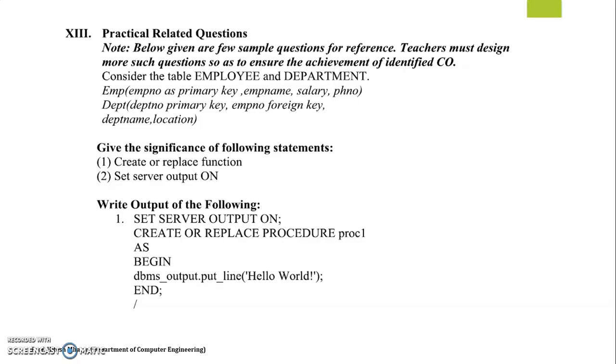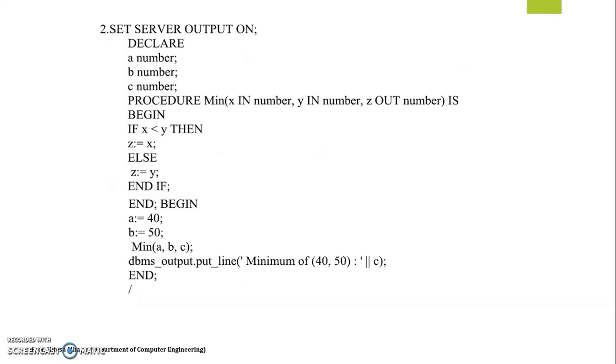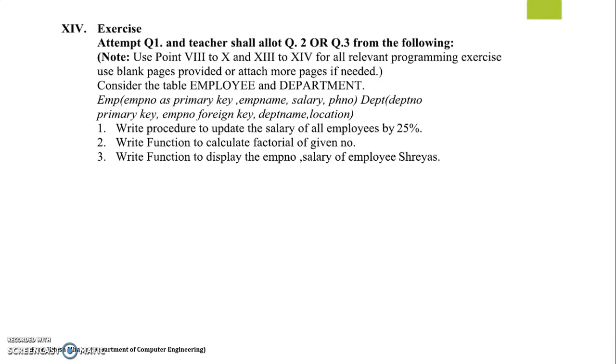These are some practical related questions, so you have to consider this. You can just execute the code given here and write the output. Here's another set of code, so you can execute the same example that we have considered, that is the minimum of a number. You can refer to this. Here's the exercise, some questions. You can apply the procedures and functions to a particular table or just to normal calculations.